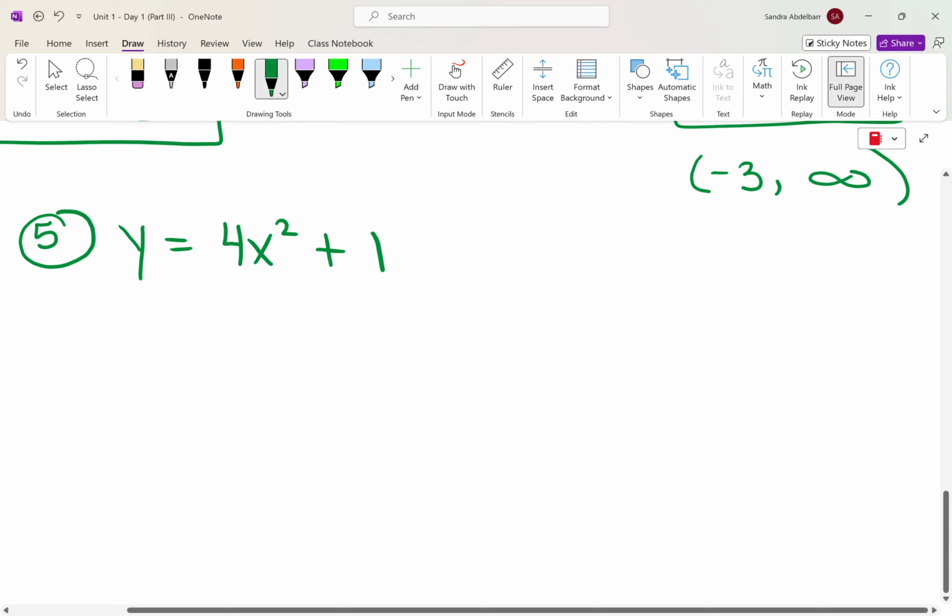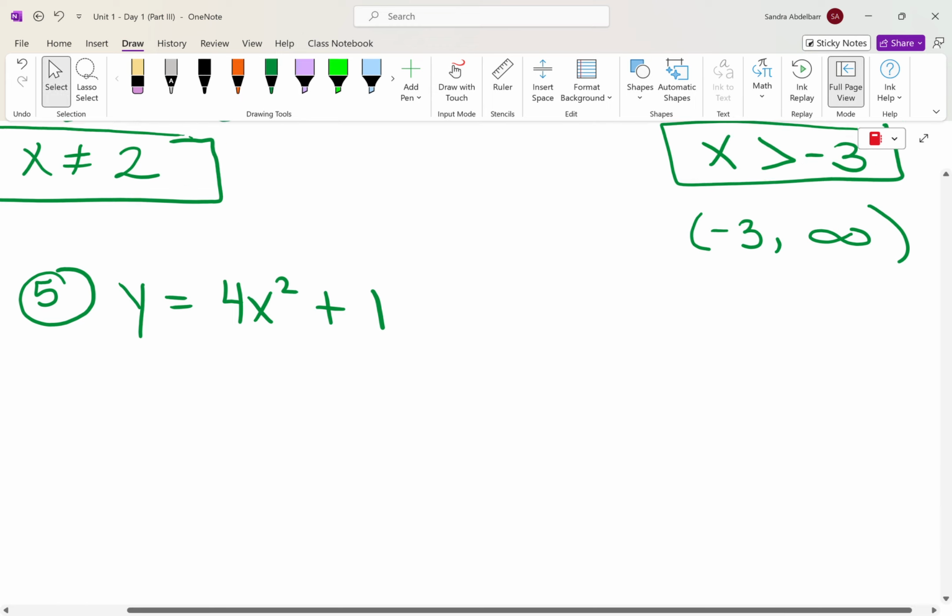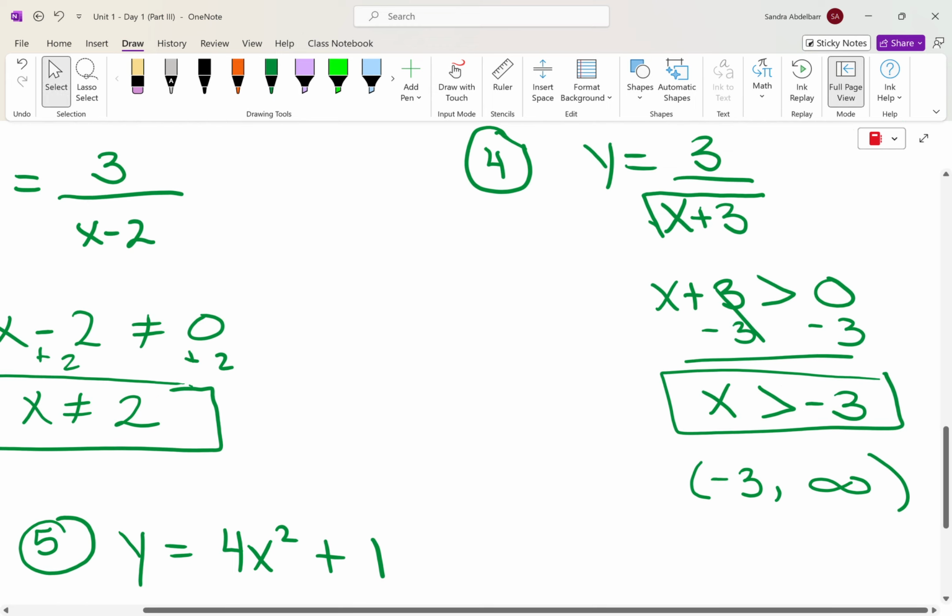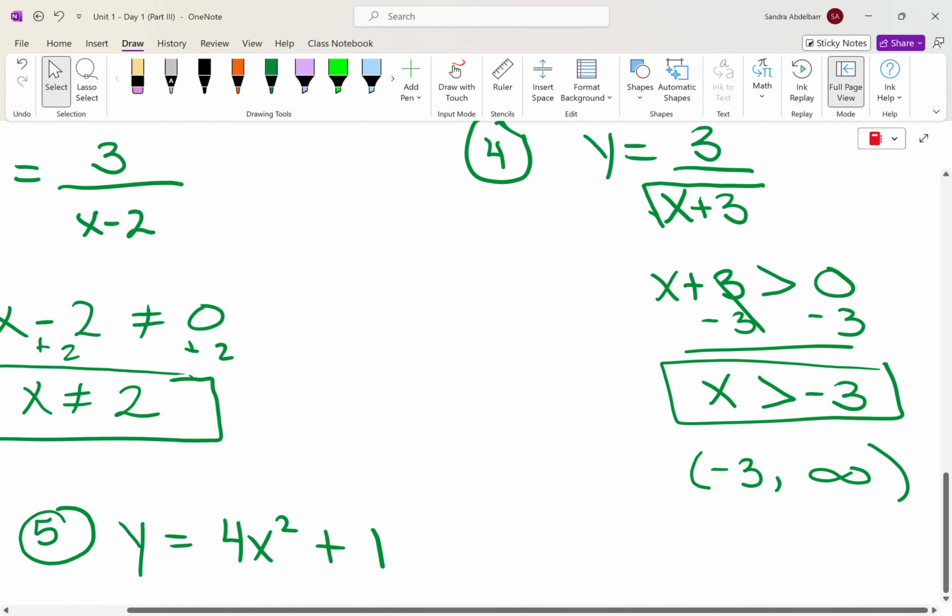Yes, Callie? What you just did, why wouldn't the interval notation be the bracket of negative 3? Oh, good question. Because if it were going to be in the bracket instead of the parentheses, we'd need the line underneath the inequality sign. It'd have to be greater than or equal to, but this is just greater than because it's not allowed to be 0.